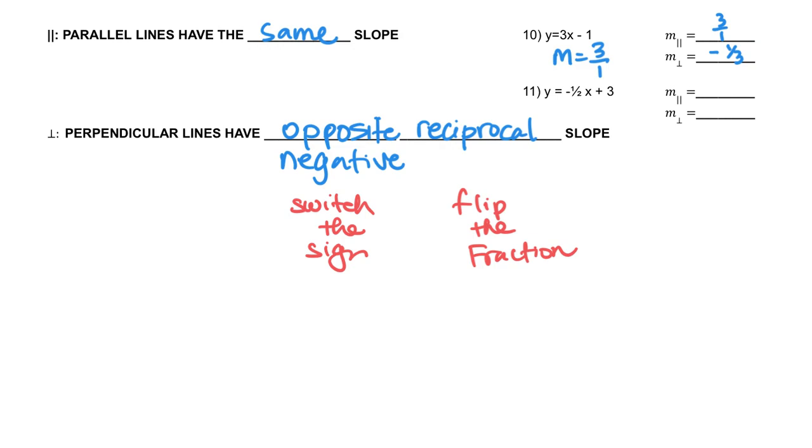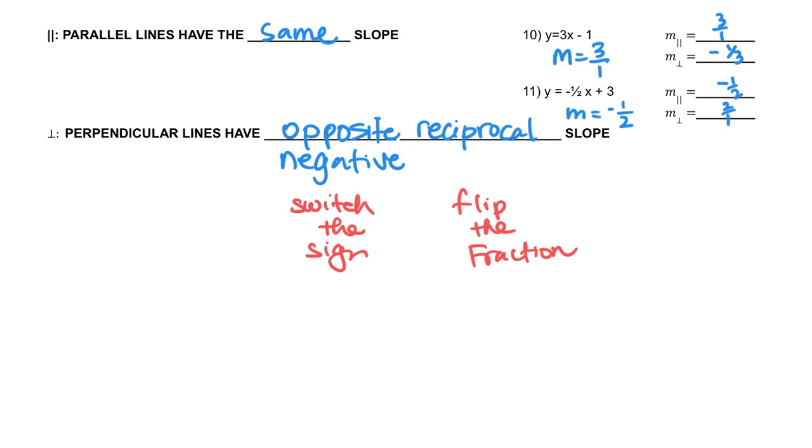So let's take a look at the next example here. Our slope, again, coefficient of x, so m is equal to negative 1/2. Parallel lines will have the same slope, so it's going to be negative 1/2. Perpendicular lines are going to have opposite, so it was negative, so now it's going to be positive. And it was 1/2, and so to flip that fraction, it's going to be 2 over 1. So positive 2 over 1 would be perpendicular.